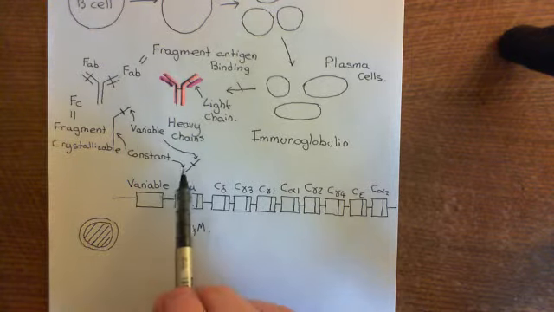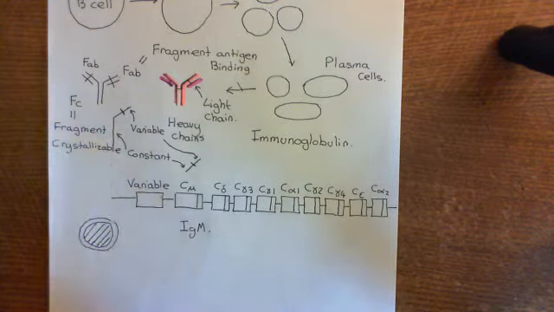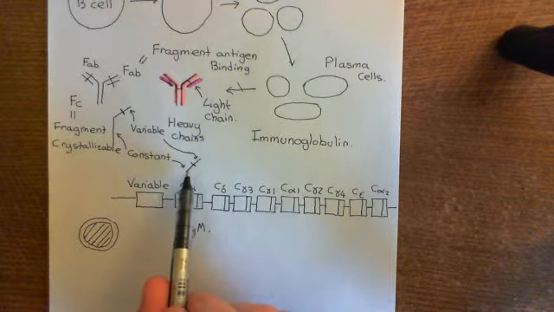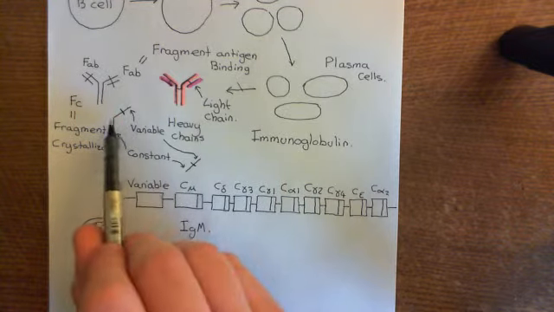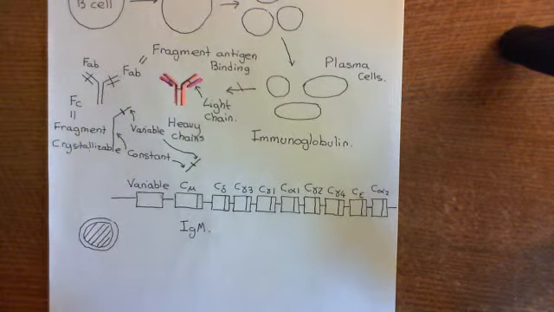Now, the constant regions then. The constant region of the light chain is set. There is only one constant region that you can ever use. So that's nice and simple. But the constant region of the heavy chain is slightly more complicated.